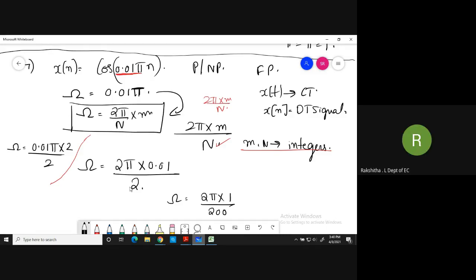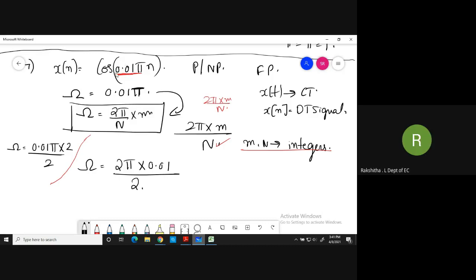Ma'am, can you repeat the previous step, ma'am? Why are we dividing it by 2 only, ma'am? If you want to express this 0.01 in 2 pi into m by n form, you have to multiply and divide it by 2, right? You are converting this form to this form. You are trying to express this omega in this form. Clear? We have 0.01 pi, correct? Omega, according to this question.